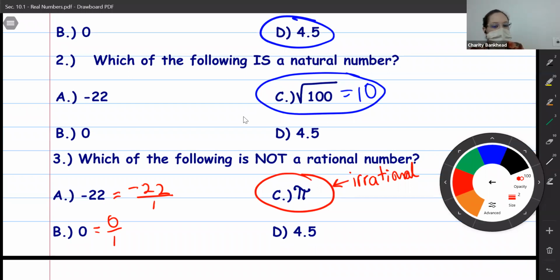And then remember, like I said, any terminating decimal. It's a decimal, but it has an ending point. It doesn't go on forever. So that's what they mean by a terminating decimal. So that's rational as well. And you could also show that it could be written as an integer over an integer. Like 4.5 would be the same thing as 45 over 10, basically. So, yeah.